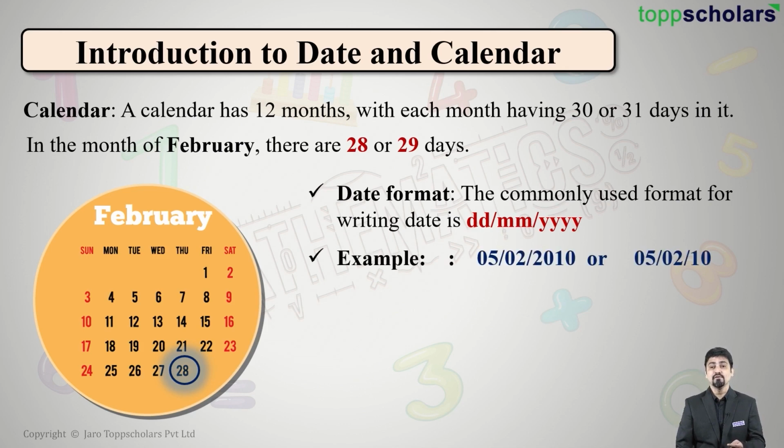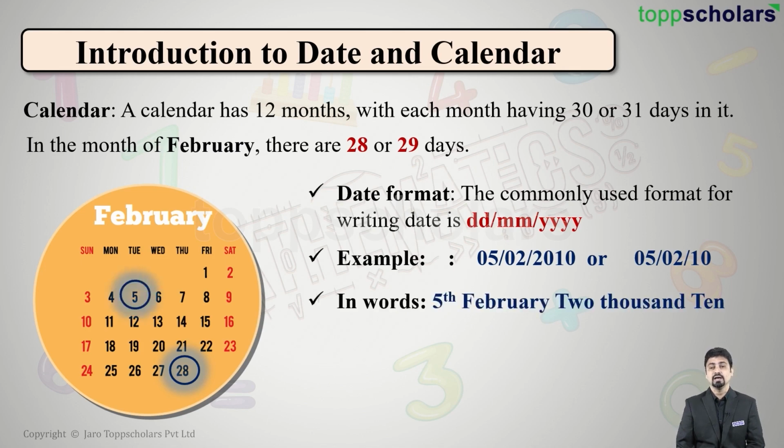Then the date 5th February will be written as 5th, so 05. That is for DD. February, which is the second month, so we write 02. And the year, as I said, we have taken to be 2010, so we write 2010. Students, the year can also be written only by the last 2 digits. So we can write 05/02/10.